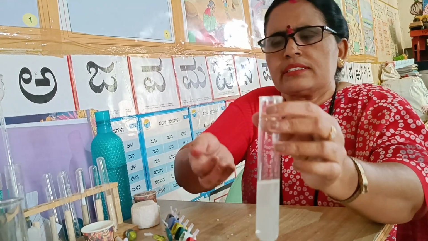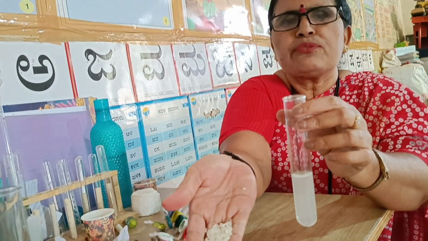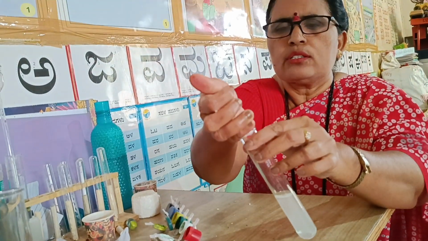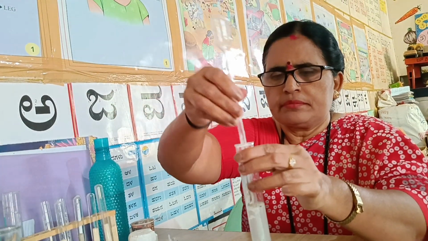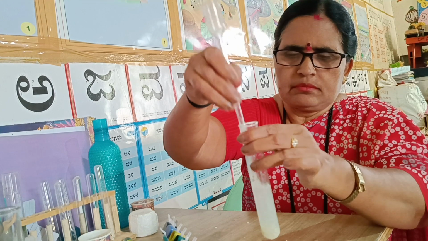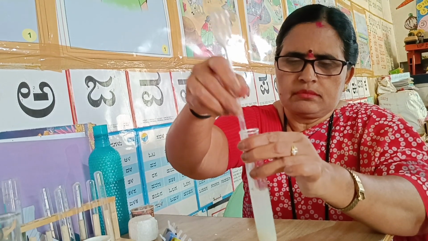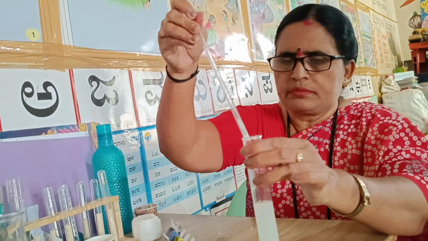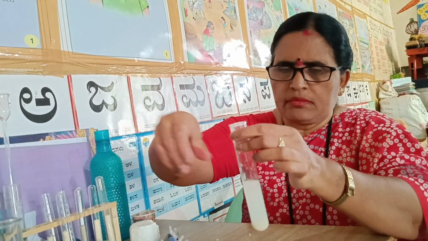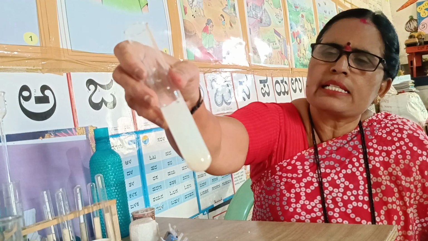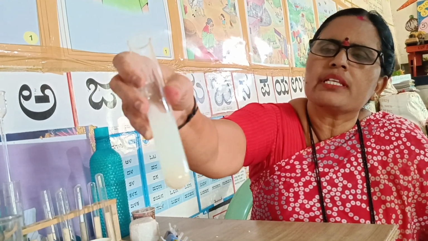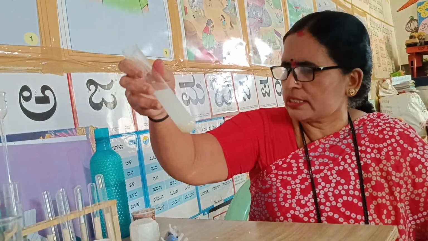So let's see if the rice or any food grains get dissolved in water. Are they soluble? You can watch the grains settle down. They are insoluble in water.